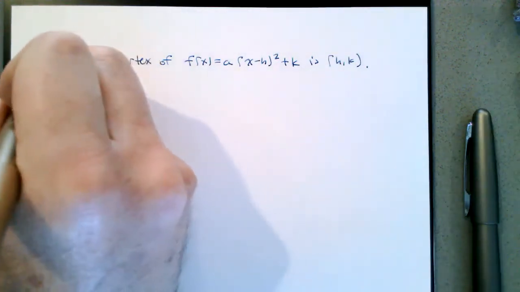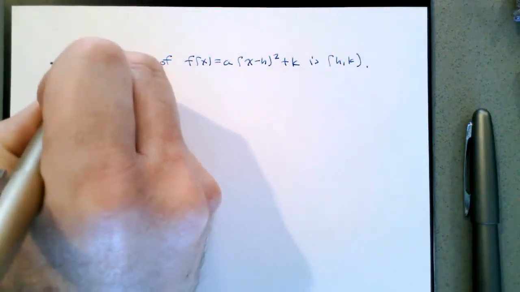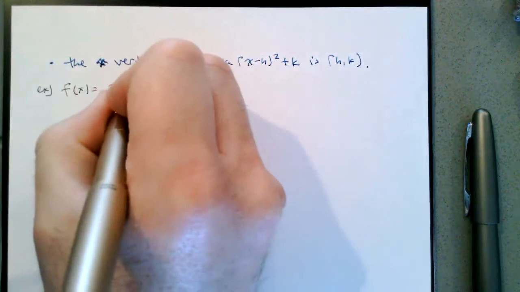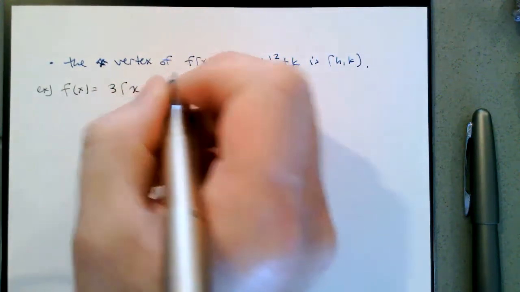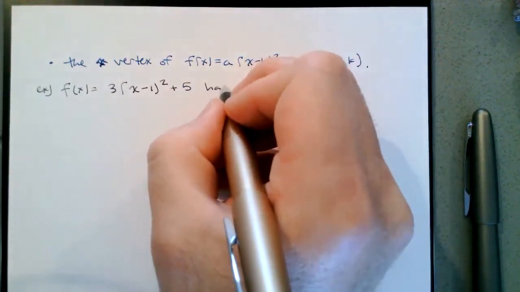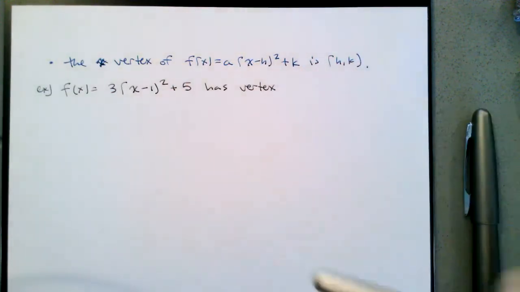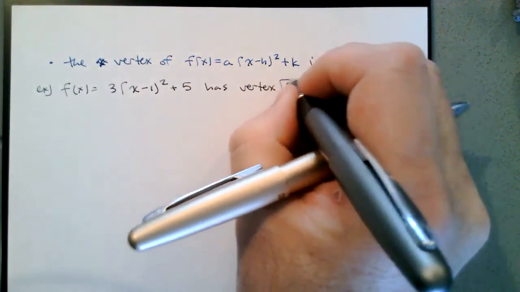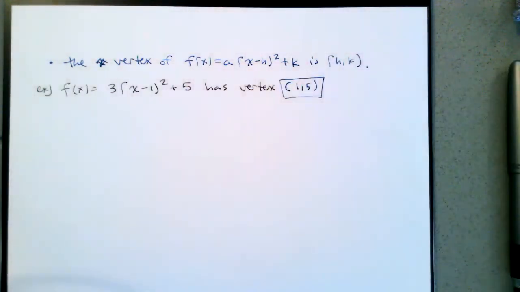So for example, if I have a function f of x is equal to 3 times x minus 1 squared plus 5, it has a vertex at (1, 5). For the x-coordinate, it's what we say after we say minus. So I say x minus, the next thing I say is 1, so h is equal to 1. H is what we say after minus.